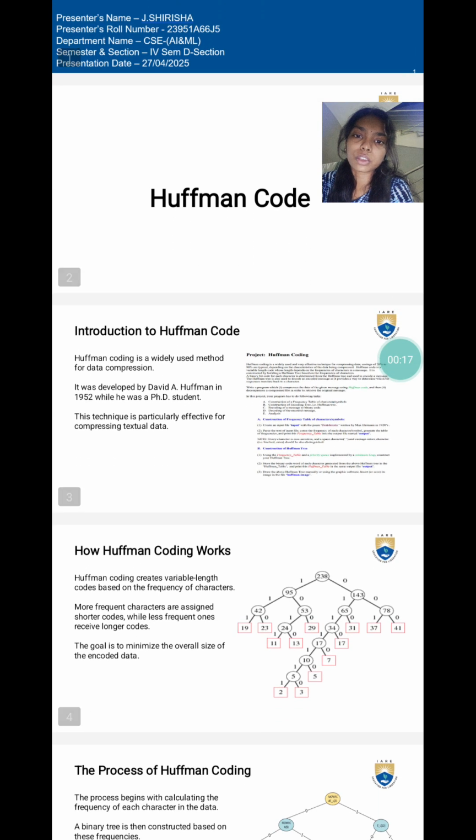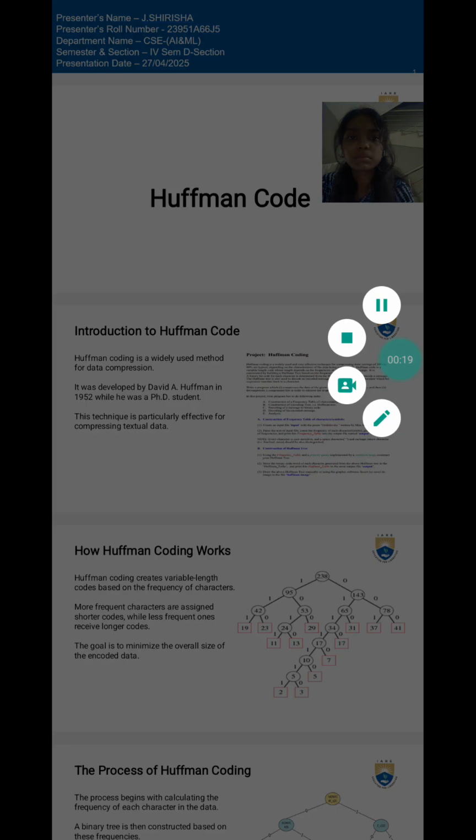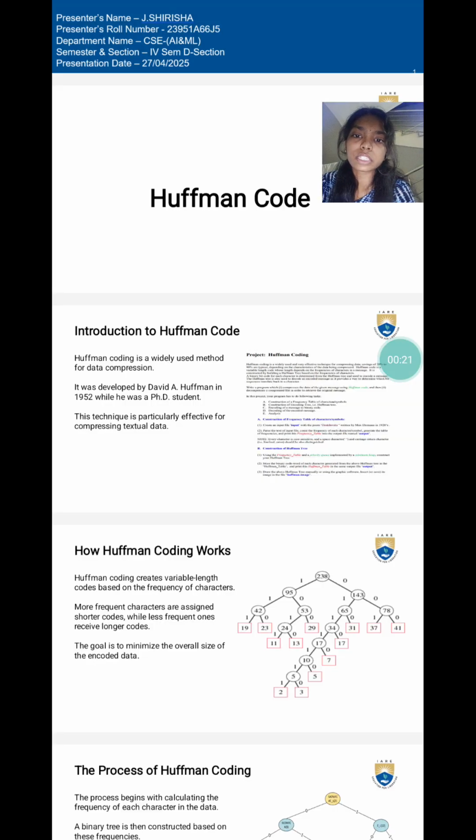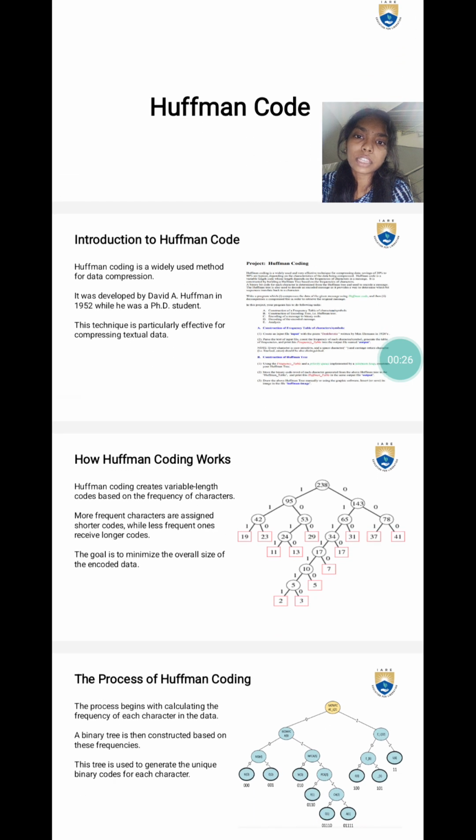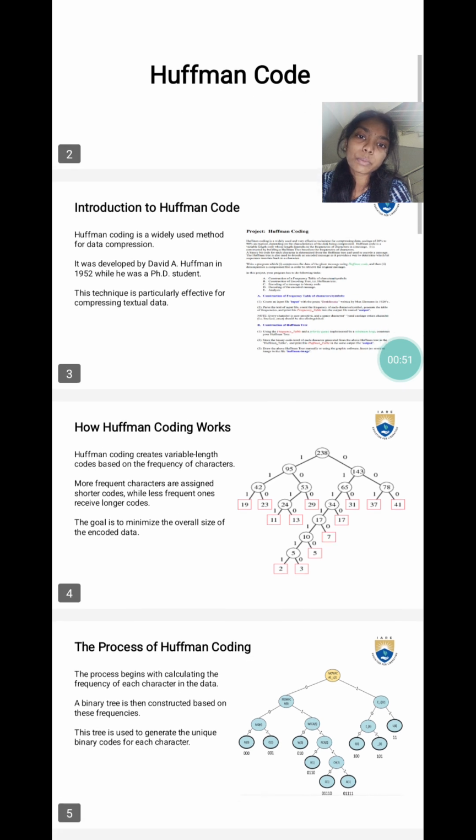What is Huffman coding? Huffman coding is a widely used method for data compression, and it was developed by David A. Huffman in 1952 while he was a PhD student. This technique is particularly effective for compressing textual data.